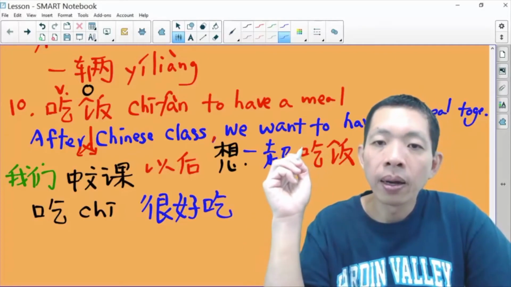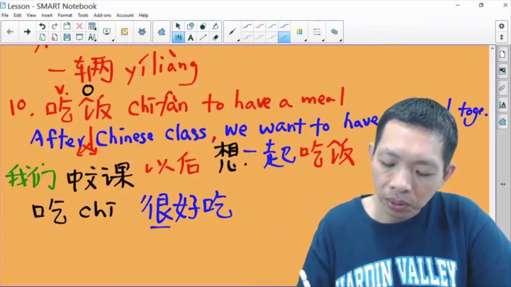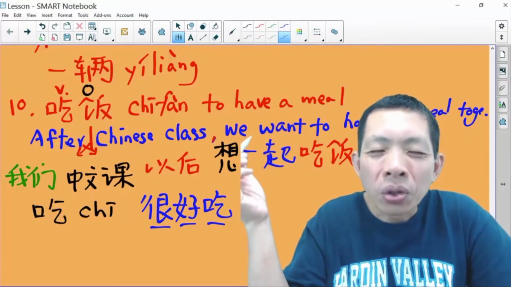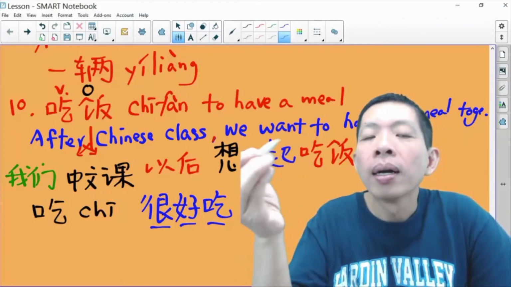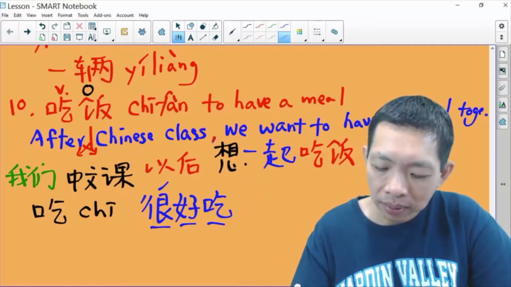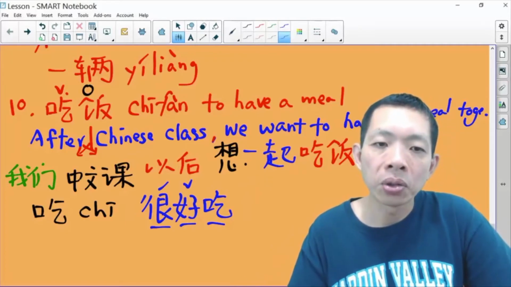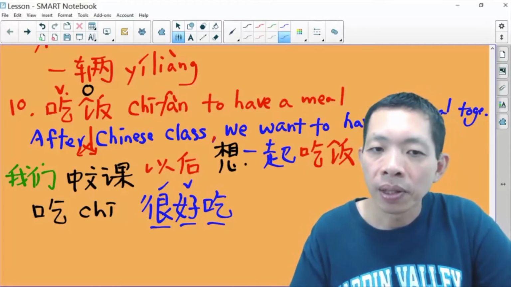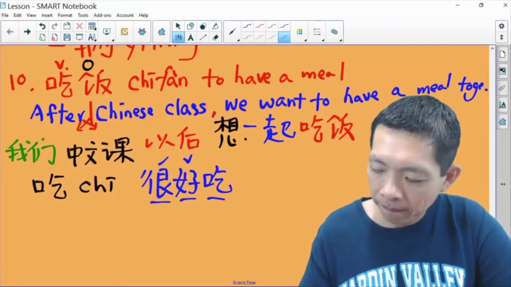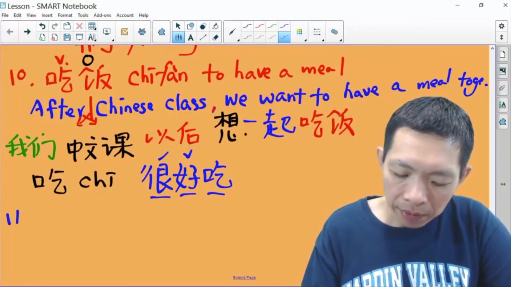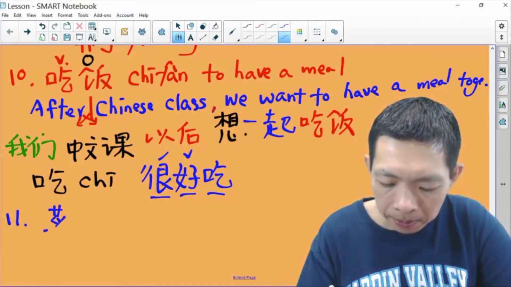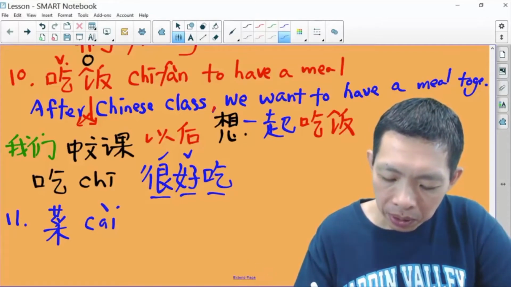Okay, very good word. So how do you say very delicious? You can say 很好吃. We learned this character 很. We learned this character 好. And we'll learn this character 吃. So you say, oh, 很好吃. They will make a change to second tone, 很好吃. Pizza 很好吃. So you say pizza is very delicious. Okay. Number 11, 菜 means dish.